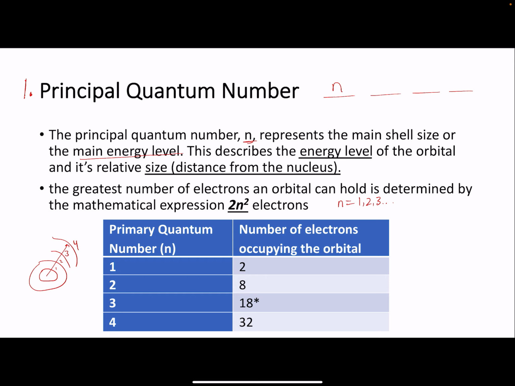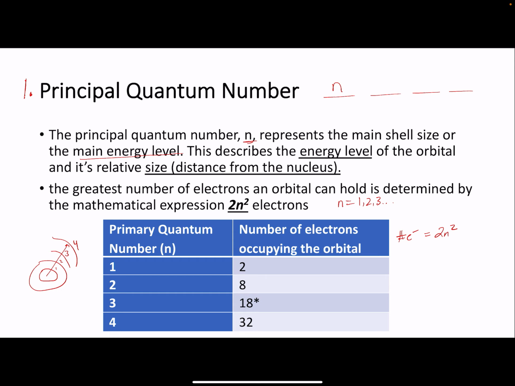Right? Now, each shell, you learn this pretty early on in your scientific career, can hold a different number of electrons. That's determined by this formula. So the number of electrons is determined by 2n squared, where n is the energy level that it's in. So an electron in the first energy level has a value of 1. So we would say 2 times n squared, so 1 in this case. The first energy level holds 2 electrons.